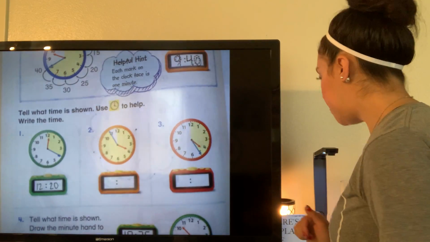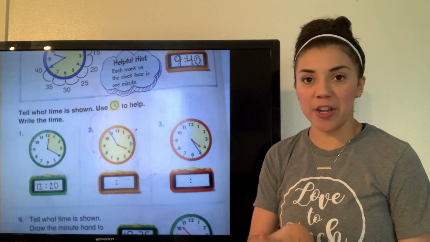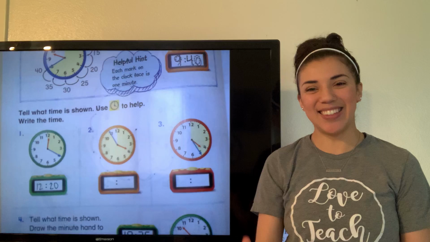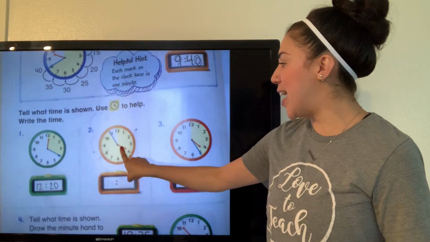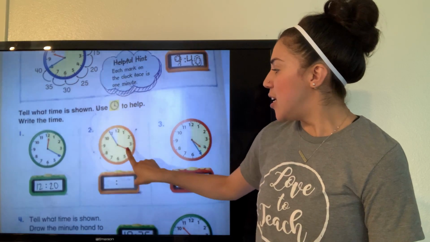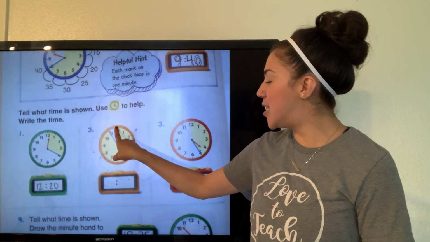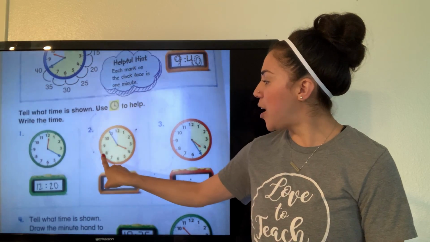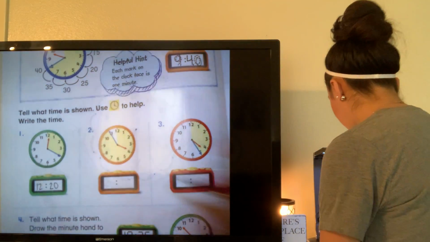What I want you to do is try numbers 2, 3, and 4 on your own. Go ahead and pause this video, and when you are ready, press play. Okay, here we go. For number 2, the hour hand is almost pointing to the 4, but it's not exactly there yet, so this still belongs to the 3. When we skip count by 5, 5, 10, 15, 20, 25, 30, 35, 40, 45, 50, 55. So this time would be 3:55.